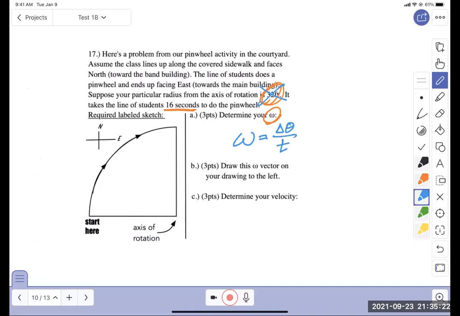All right. So you get it. How far did we go? We went pi over 2 again, 90 degrees, and we did it in 16 seconds. So leave this in terms of pi: omega is pi over 32. You could say radians per second or just the shortcut, inverse seconds. Draw the omega vector on your drawing to the left. Now, this is the right-hand rule. Hold your right hand up, curl your fingers in the direction of the movement, and notice your thumb. Now, how do you show a vector going into the page?